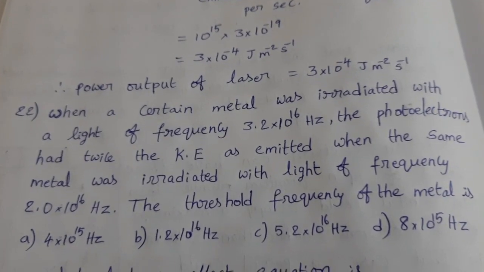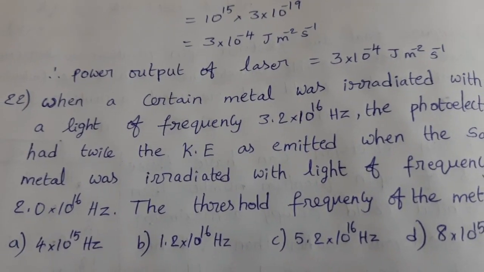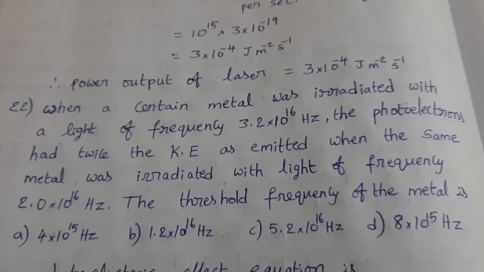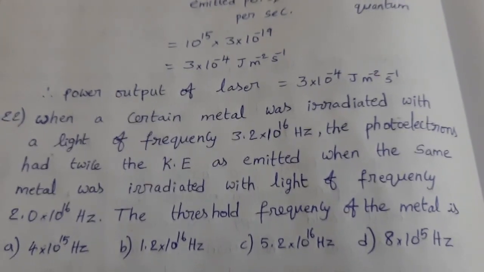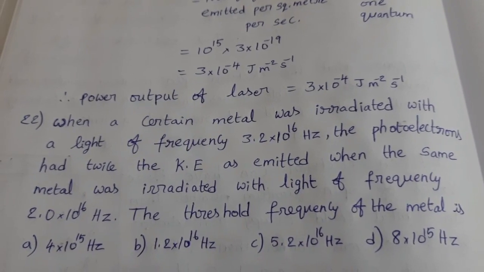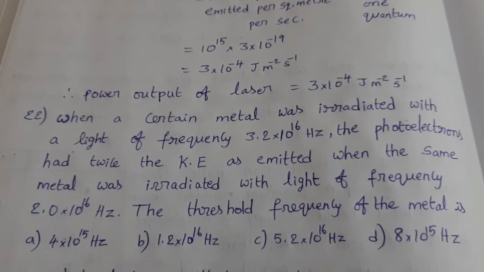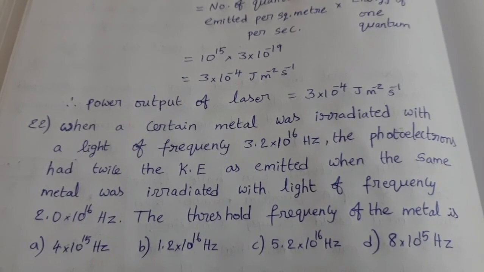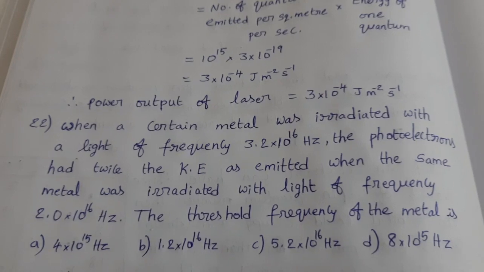When a certain metal was irradiated with a light of frequency 3.2 into 10 power 16 Hz, the photoelectrons had twice the kinetic energy as emitted when the same metal was irradiated with a light of frequency 2.0 into 10 power 16 Hz. The threshold frequency of the metal is. Students, understand this question carefully. Same metal irradiated with two different frequencies.